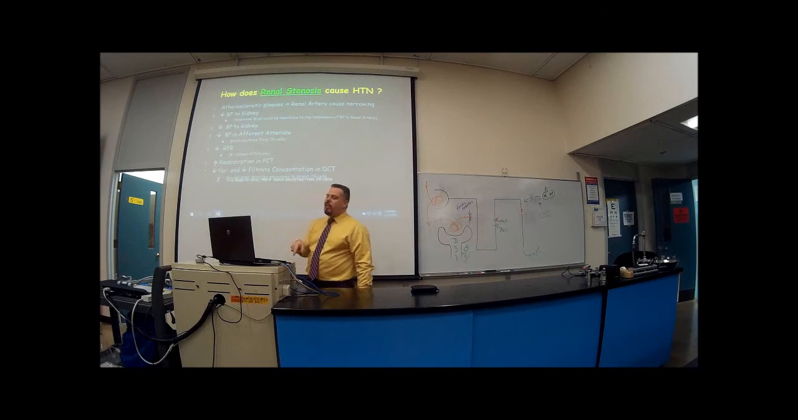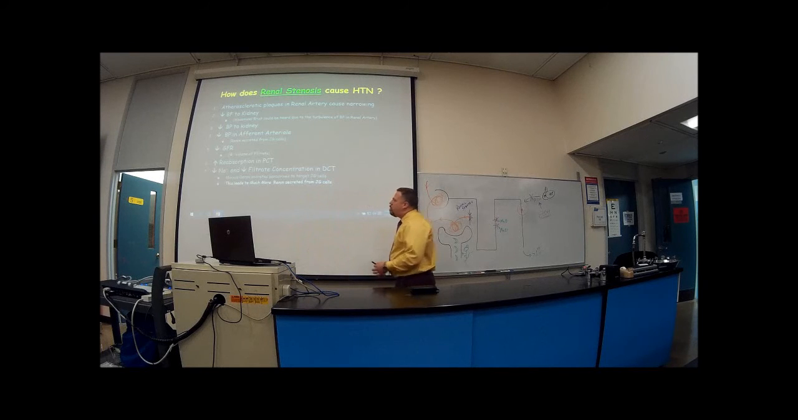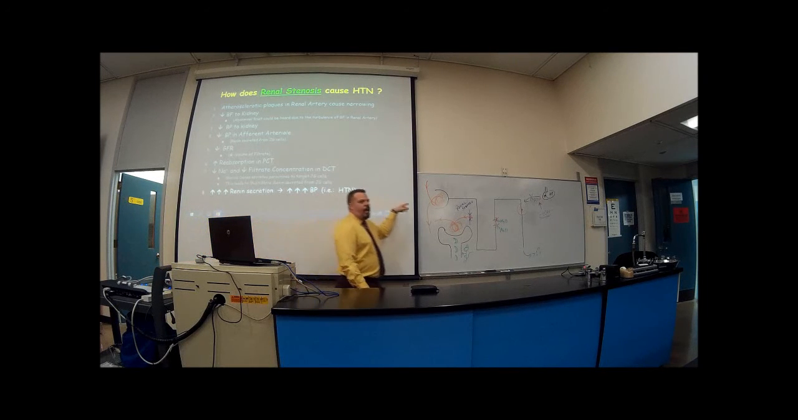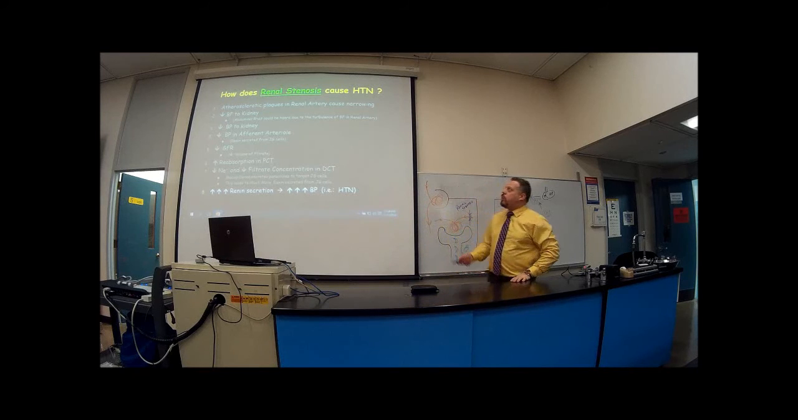The big cycle, okay? So this leads to much more renin being secreted from the JG cells. You're going to increase the renin secretion, which means you're going to increase blood pressure, i.e. hypertension. This is how renal stenosis causes hypertension. And you should know this whole thing. It puts together a lot of things.